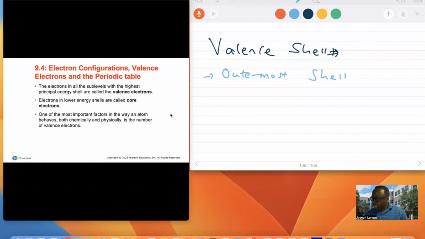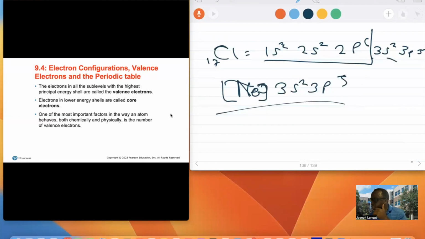So that's how you divide that, or the shell with the highest n value. So if you write the electron configuration of elements, you will see that the highest n is what we call the valence shell. For example, here, this is the valence shell.